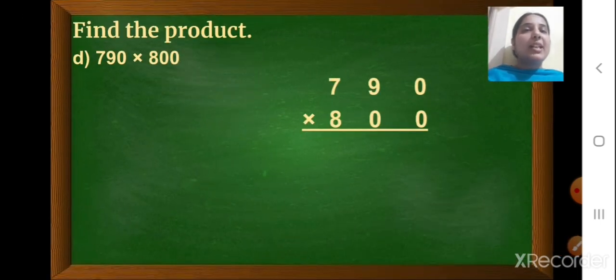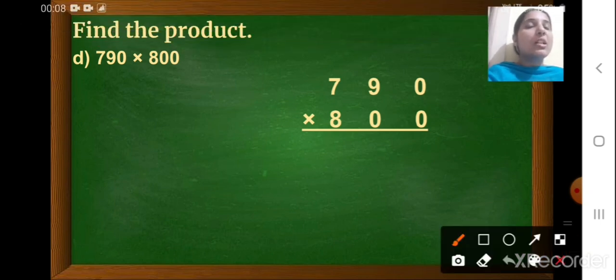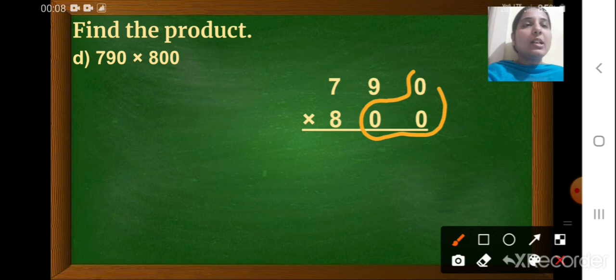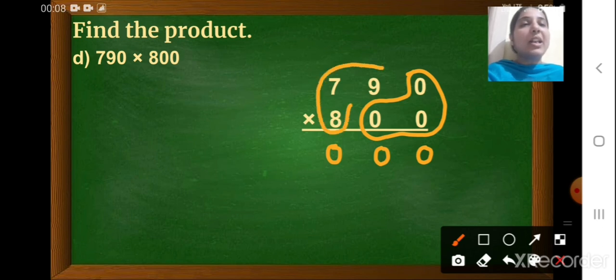So question number D is 790 multiplied by 800. So children, it's very easy. What you have to do, just count the number of zeros after the numbers in the multiplicand and multiplier as well. But you have to see that the zero should be at the end only, not in between a given number. So how many zeros are there? 1, 2 and 3. So those 3 zeros first we will write. And now we will multiply the multiplicand by the remaining digits of the multiplier, which is 8 here.